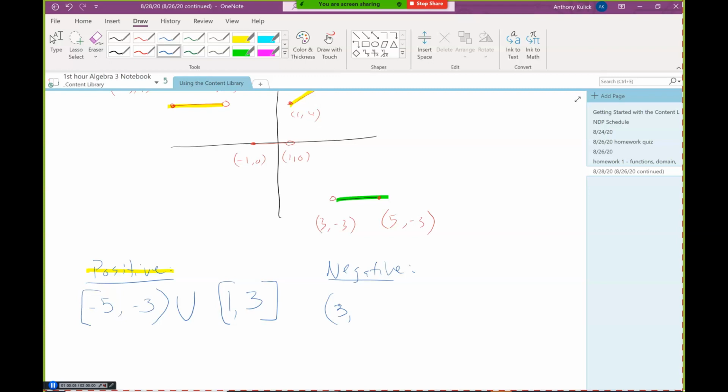Where does this negative section end at? 5, negative 3, but the x-coordinate's what we care about. And shall I use a parenthesis or bracket here? Bracket, because this point is located below the x-axis. And that's all for that. And then we have the zeros. Okay. How many places do you see that the graph is 0?